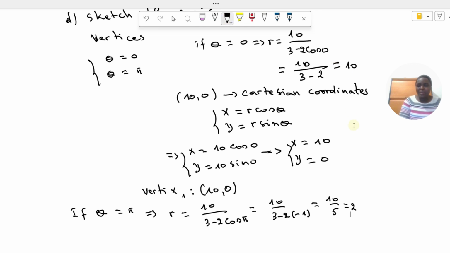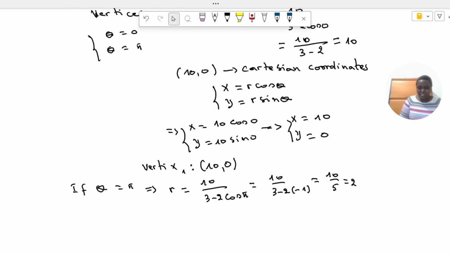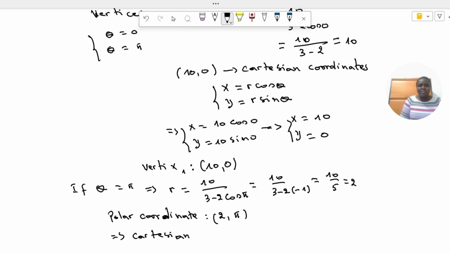All right. So the polar coordinate of the second vertex will be r is equal to 2, and theta equal to pi. So in Cartesian coordinates, what are we going to get? If we change this into Cartesian coordinates, what are we going to get?